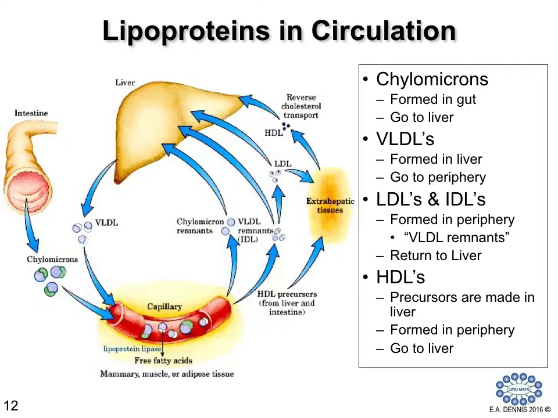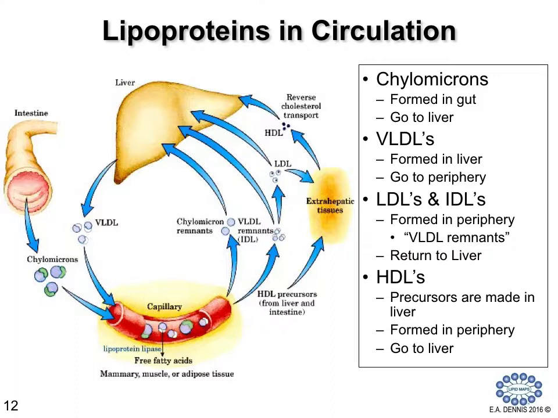The chylomicrons are formed in the gut and taken up by the intestine, where they're transported through the lymph or the portal system to the liver. In the process, lipoprotein lipase liberates some free fatty acids from the triglycerides in the chylomicron.